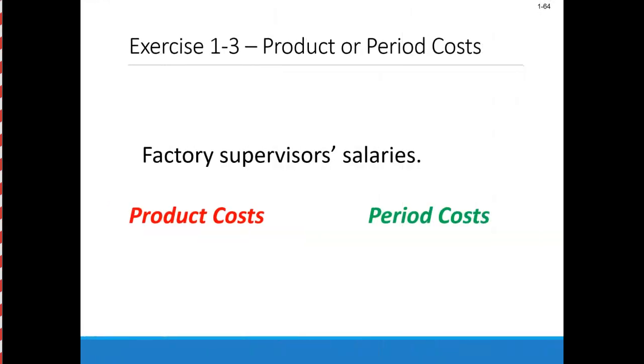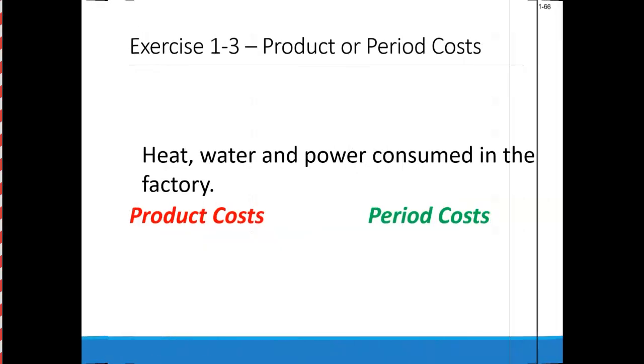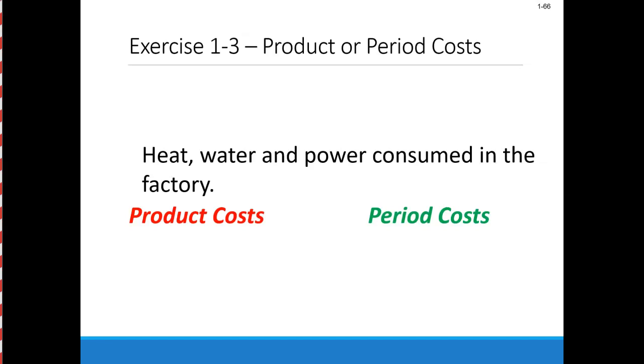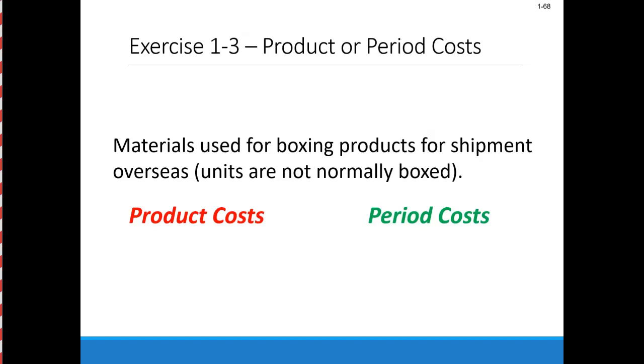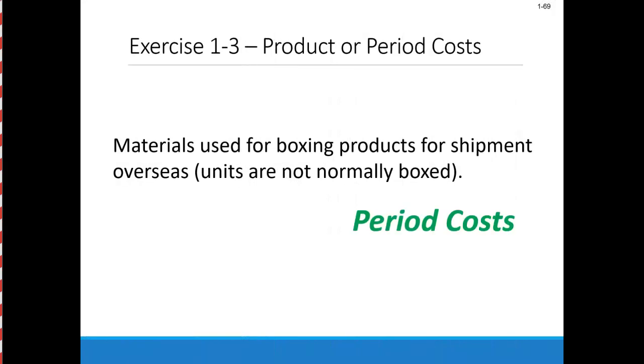Factory supervisor salaries, product. Heat, water, and power consumed in the factory, product. Materials used for boxing products for shipment overseas, period. It's not making the product, period costs.